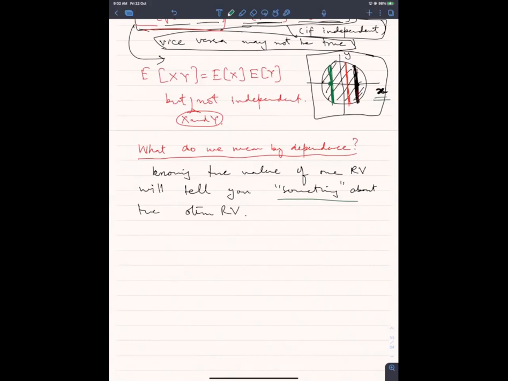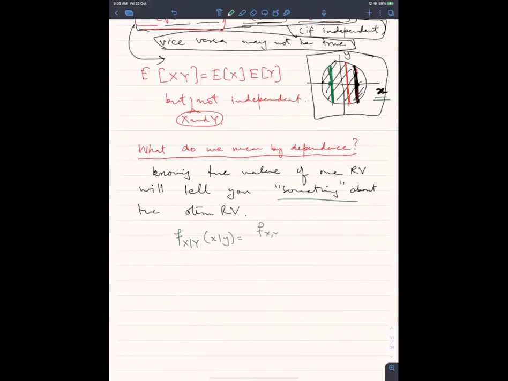Okay. If that is the case, then there is some dependence between x and y. There is some dependence between x and y. If knowing one random variable you cannot tell anything about the other random variable, then they are independent. They are independent.